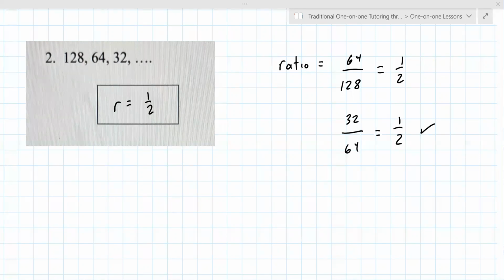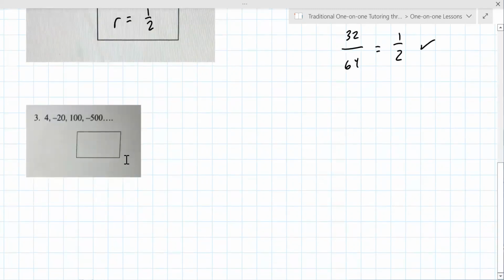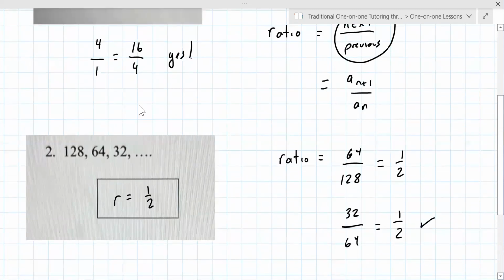Okay. Now for the next problem, number 3, you can see that it's the same thing. I mean, it's a recipe. You're doing the same thing over and over again. And in this problem, your ratio would be -20 divided by 4, which is -5. So the ratio can be negative. Okay, it can be negative. It can be positive. It can be a fraction. It can be a negative fraction. It can be any of those things. So any questions on that before we move to the next problem?